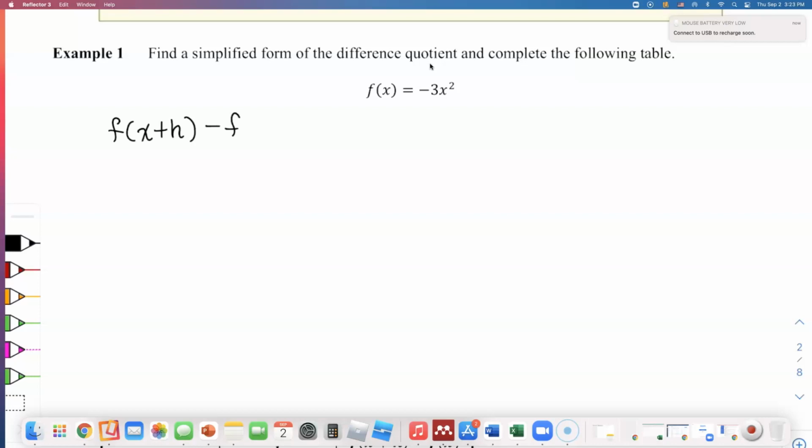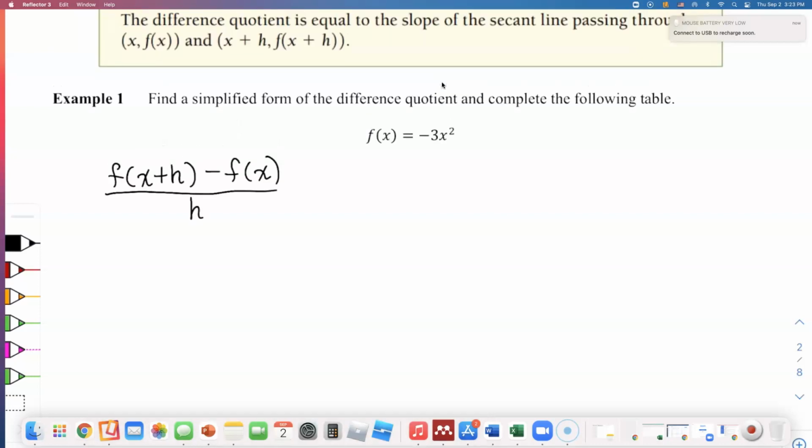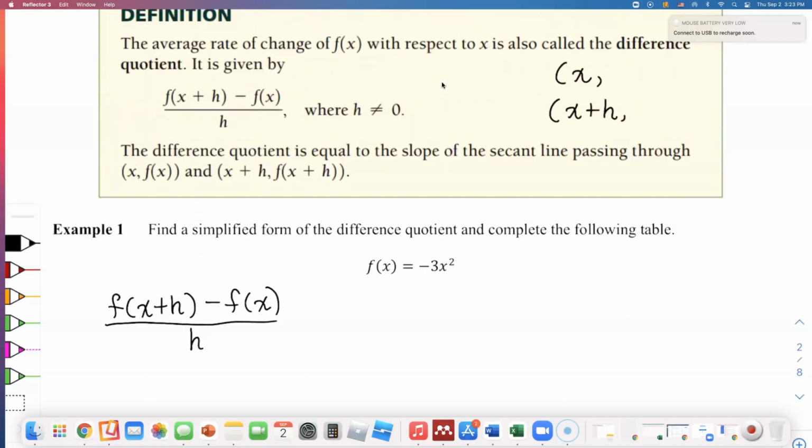minus f of x over h. This is a rate of change formula as x goes from x to x plus h, and the y values are going from f of x to f of x plus h. So if you have 2 points on the curve, and if you want to find the average rate of change, you will subtract f of x plus h minus f of x.